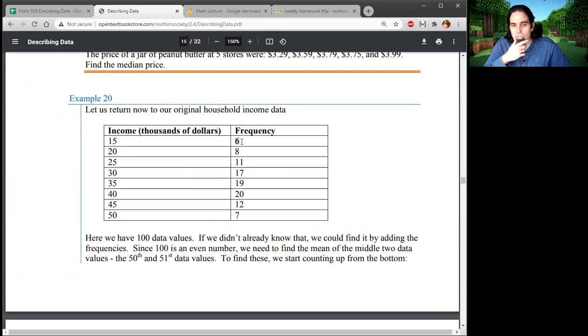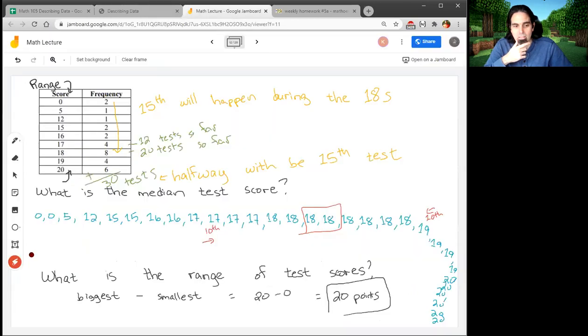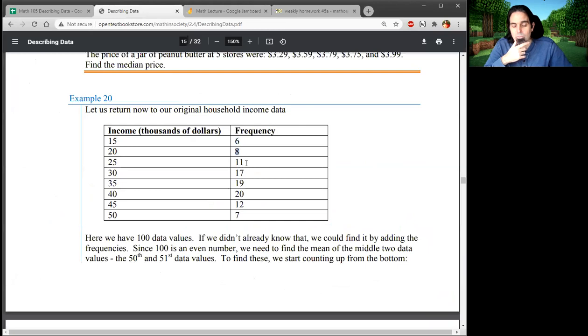So we'll start at the top. We have 6 so far in our list. If we were to actually make that long list, 8 more is 14, 25, 42. So the 50th one is going to happen during this column and be $35,000. We don't have to actually draw out 100 different little numbers in a long row.